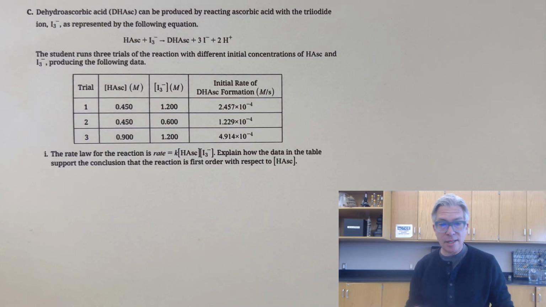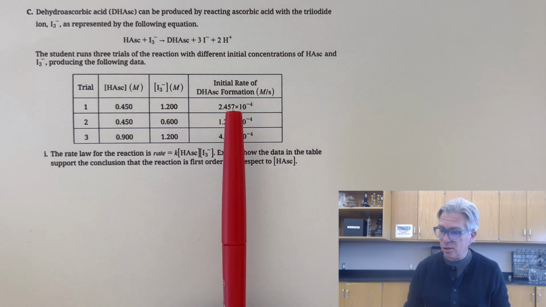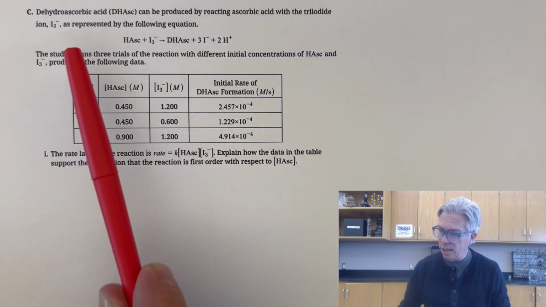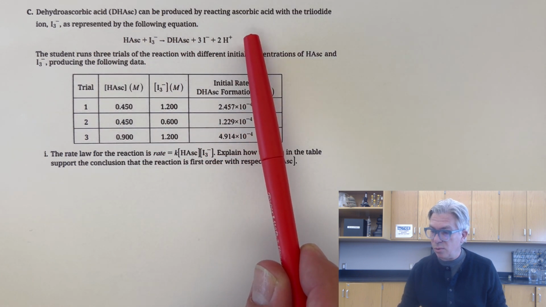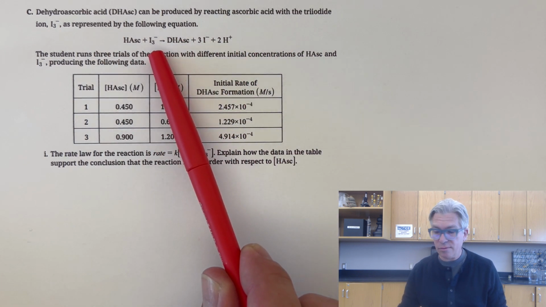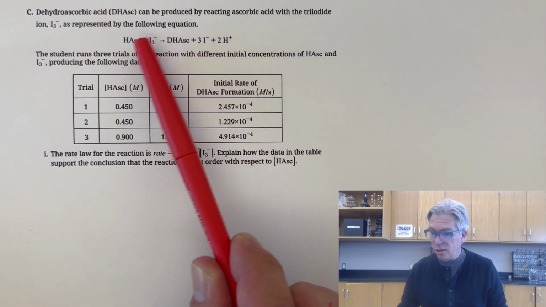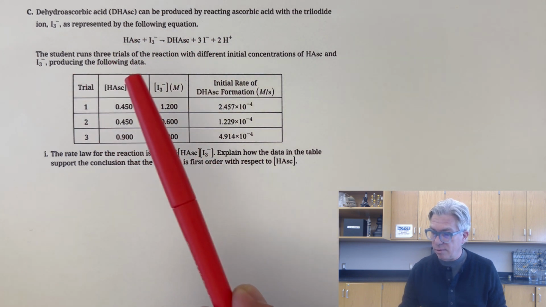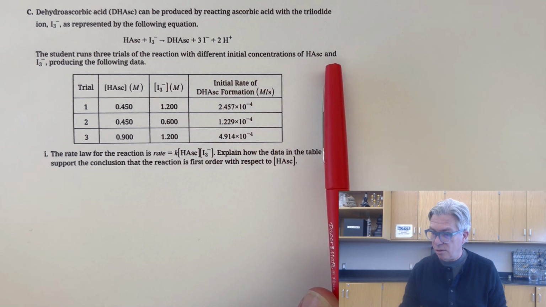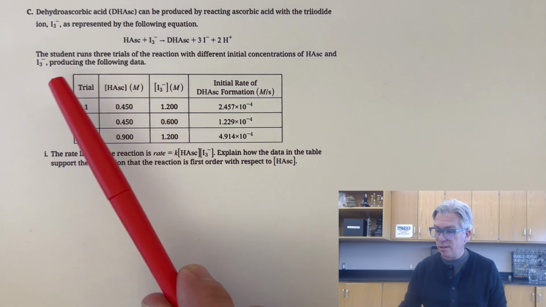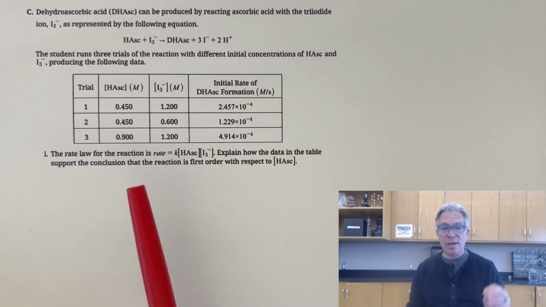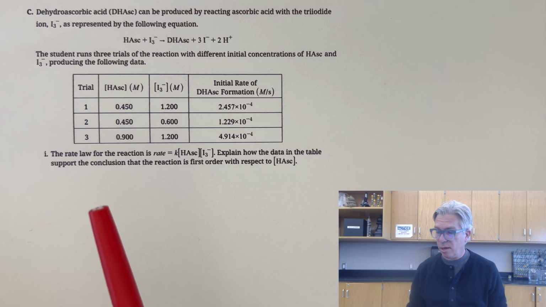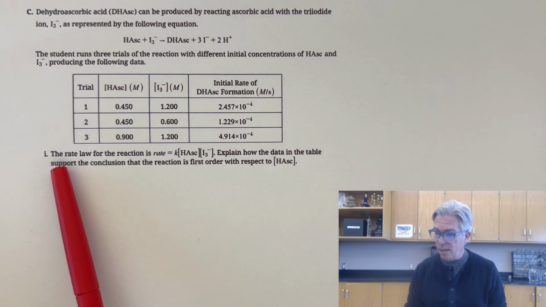Now that we've conquered the land of buffers and titrations, we move on to the land of kinetics. And so we change our focus here. Dihydroascorbic acid, DHASC, can be produced by reacting ascorbic acid with the triiodide ion, which is I3-. And we got the reaction here. The student runs 3 trials of the reaction with 3 different concentrations of ascorbic acid and triiodide, producing the following data. So we have some lab data, and we have to use the method of initial rates to figure out the rate law and talk about it.